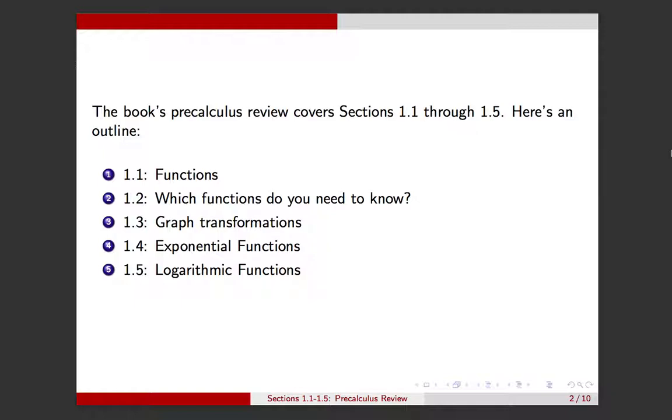1.3 is about graph transformations. How do you take a graph and move it around or stretch it or whatever? Section 1.4 is about exponentials, and section 1.5 finally is about logs. So that sort of sum total there is what you're expected to know going into this class. Now maybe you don't have to know all of that intimately. Maybe it doesn't have to be at your fingertips, but it does need to be in your brain somewhere, ready to be brought forth if need be.